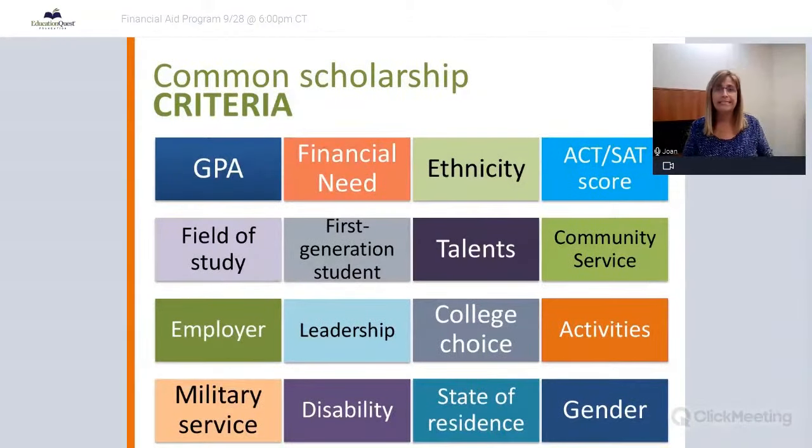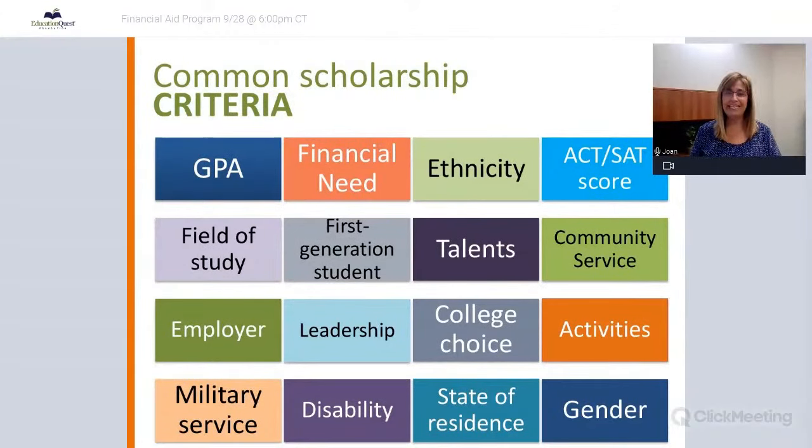Common scholarship criteria. We see everything across the board for scholarships based on talent, leadership, first generation, ACT score, activities, disability, military, gender. There's a wide variety of scholarships.